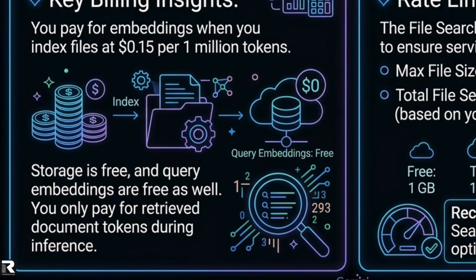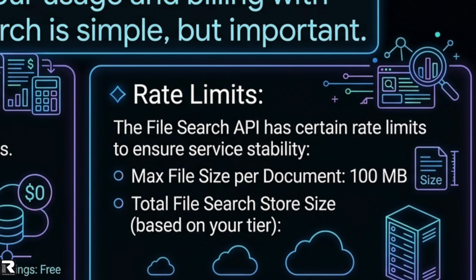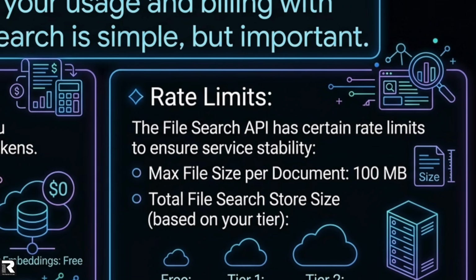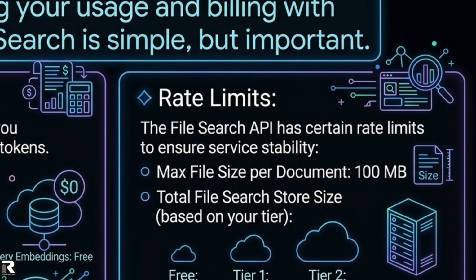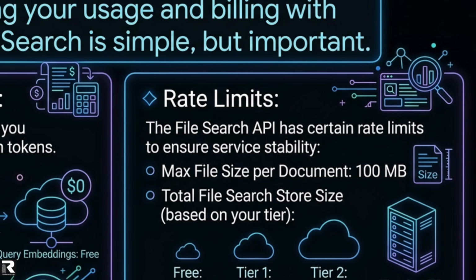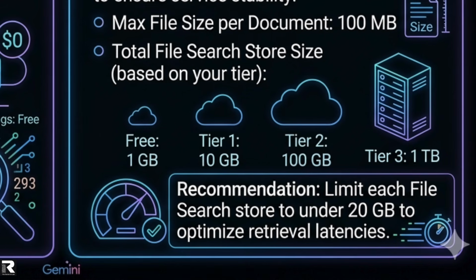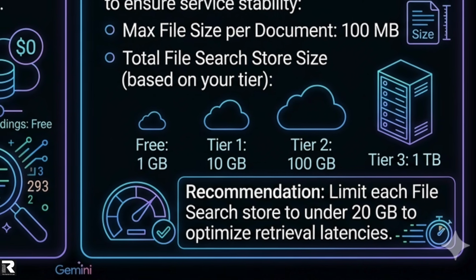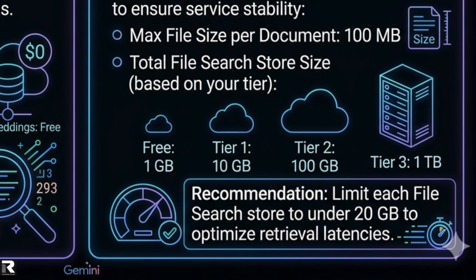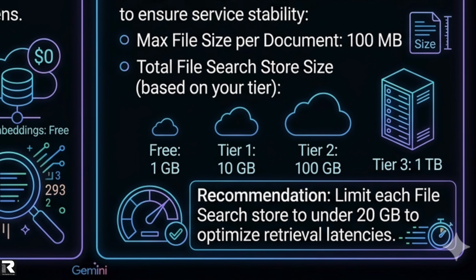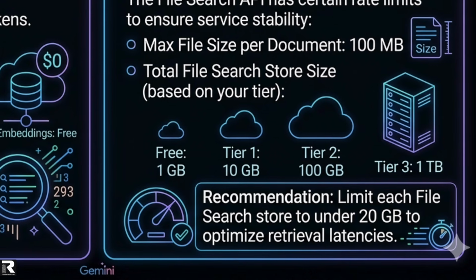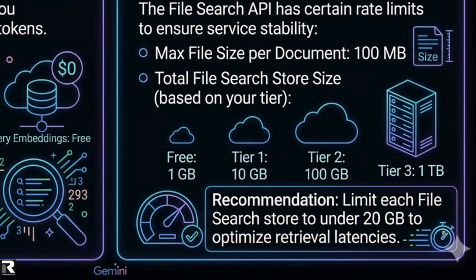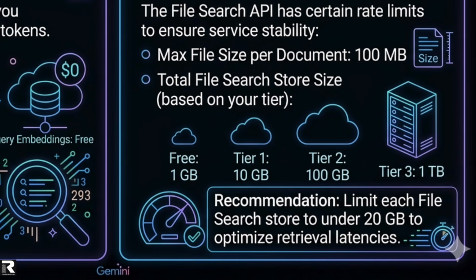Rate limits. The File Search API has certain rate limits to ensure service stability. Max file size per document, 100 megabytes. Total file search store size, based on your tier. Free, 1 gigabyte. Tier 1, 10 gigabytes. Tier 2, 100 gigabytes. Tier 3, 1 terabyte. Recommendation: limit each file search store to under 20 gigabytes to optimize retrieval latencies.